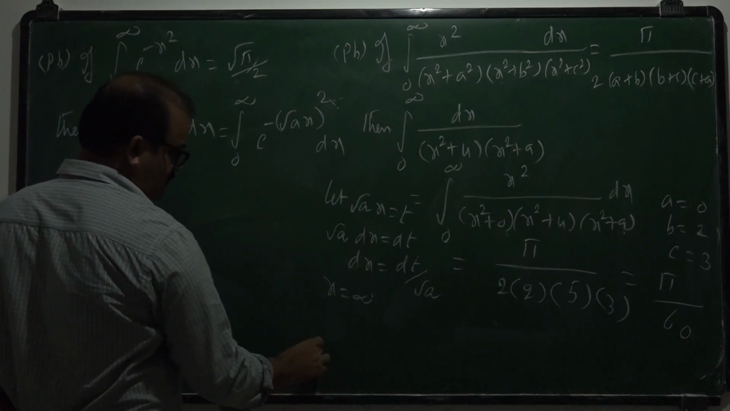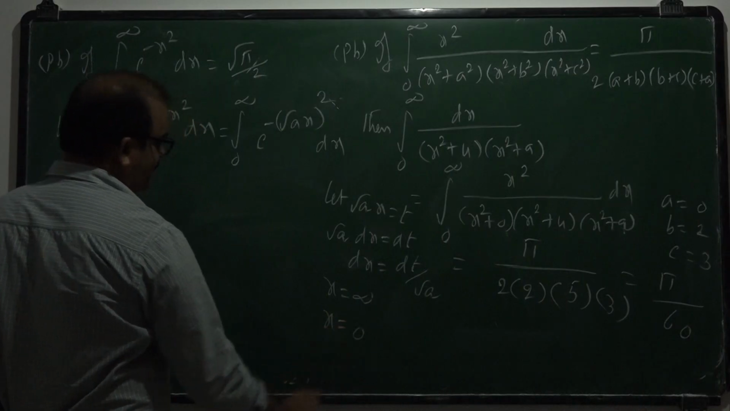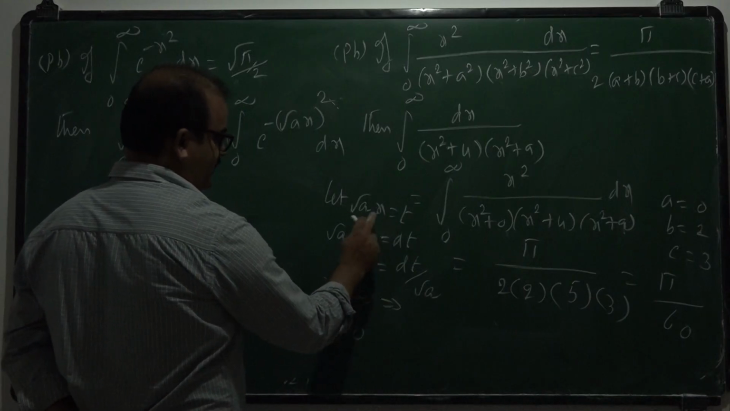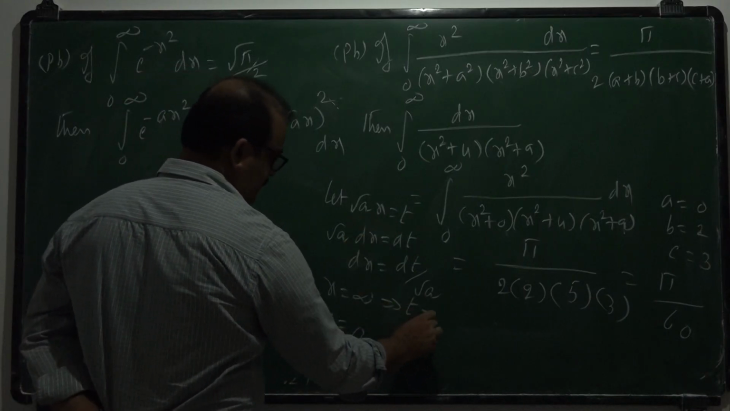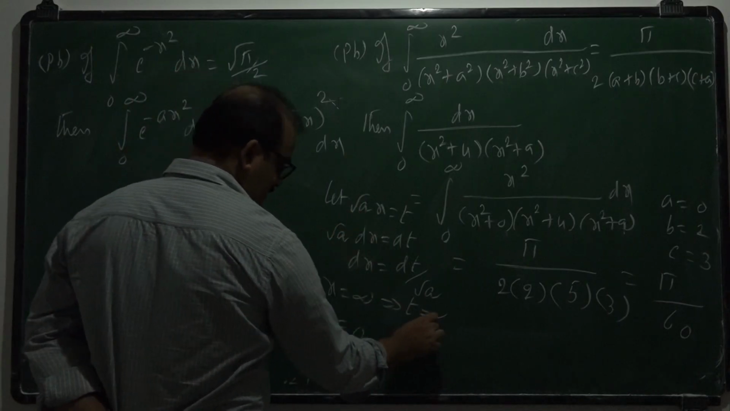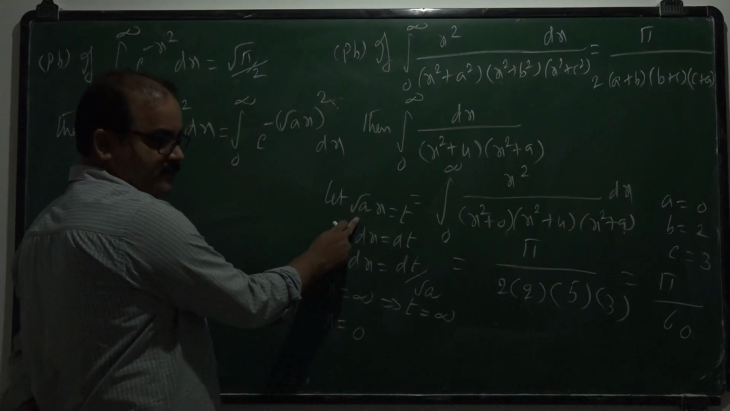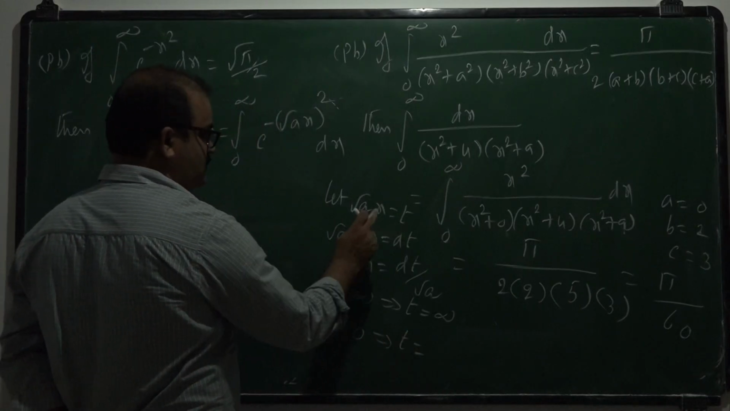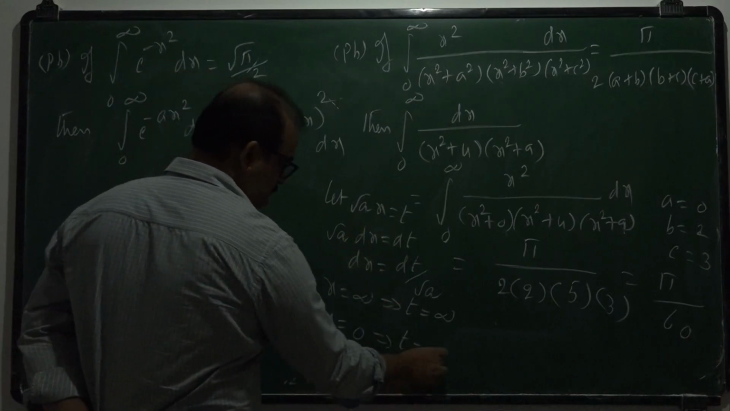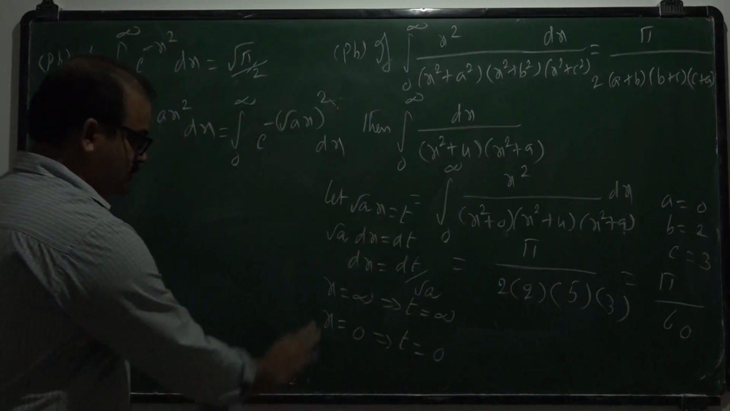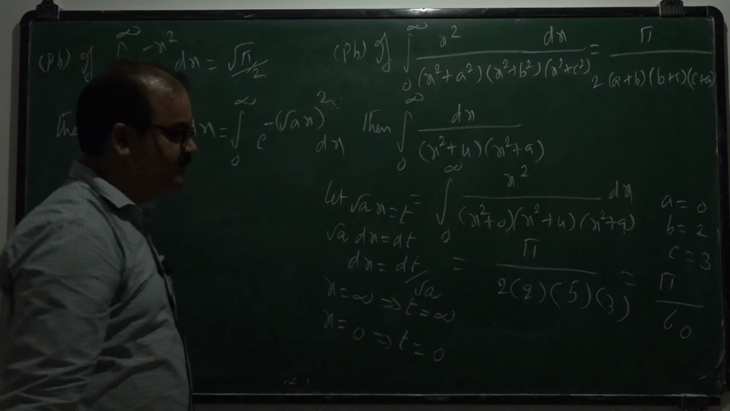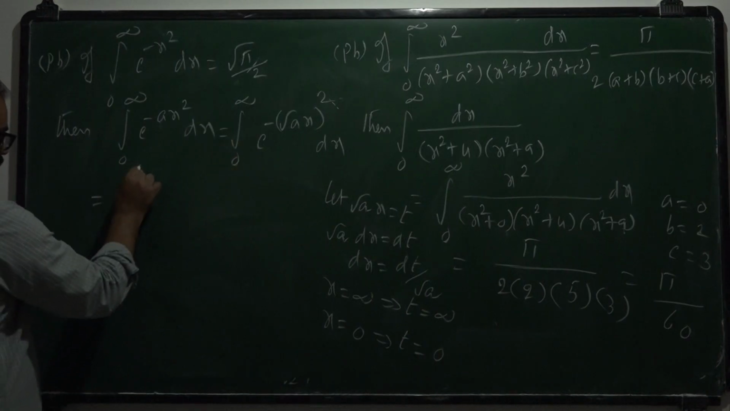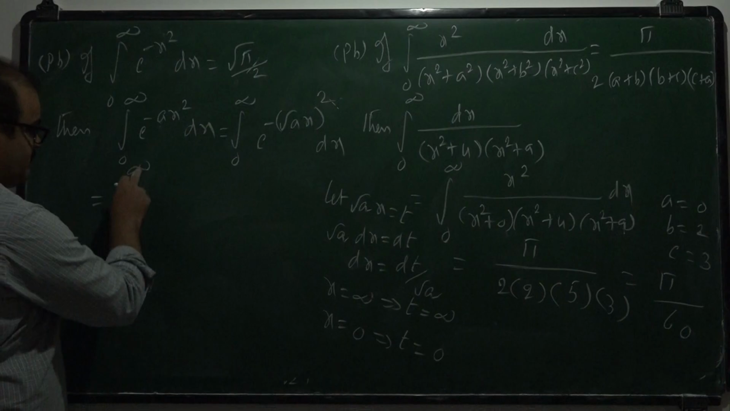Upper limit x is equal to infinity, lower limit x is equal to 0. When x is equal to infinity, what is the t value? Root a into infinity, again that is infinity. Lower limit: when x is 0, t value is root a into 0, that is 0. So the same limits are obtained for the variable t, in terms of t.